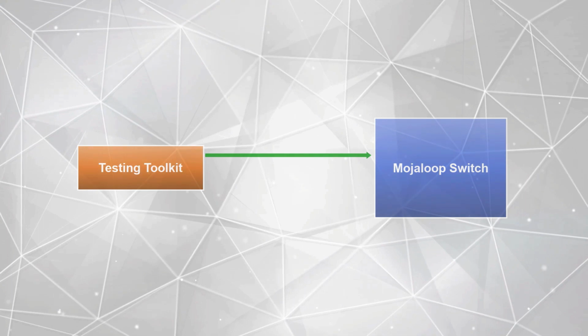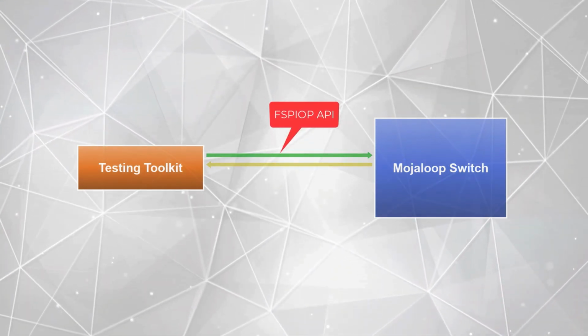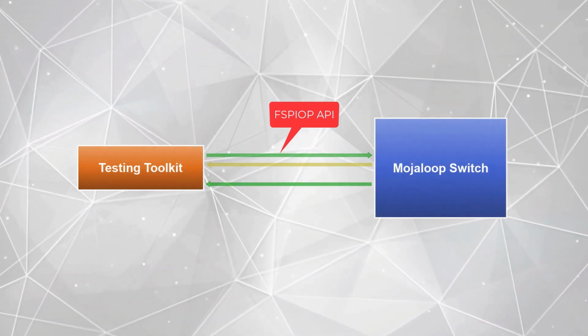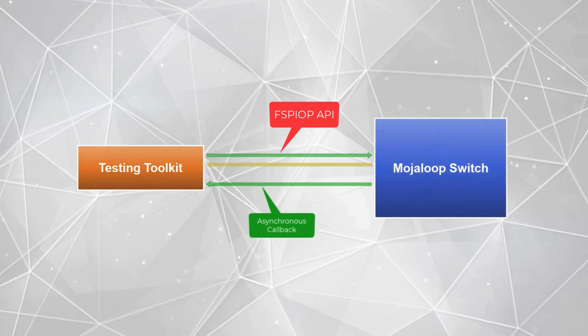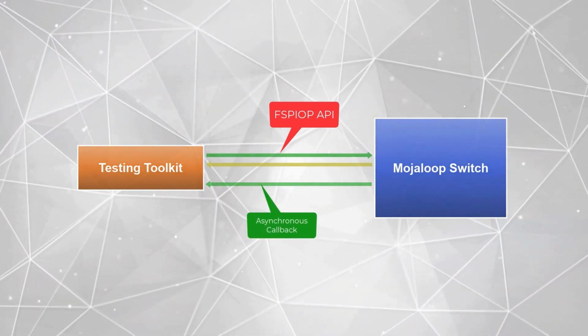Suppose this is a Loop switch, and here is the testing toolkit. From the testing toolkit, we can send outbound FSP IoT API requests to the Loop switch and can get the callbacks for those requests. These callbacks are asynchronous. Because testing toolkit is listening on a particular port, it could get these callbacks.